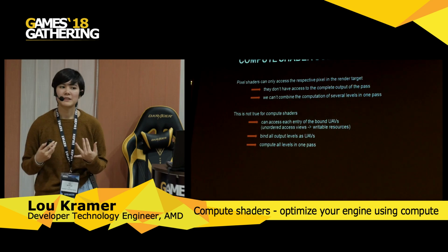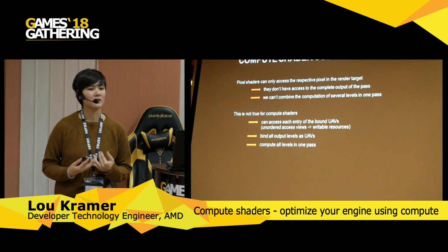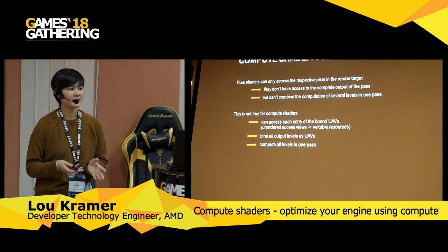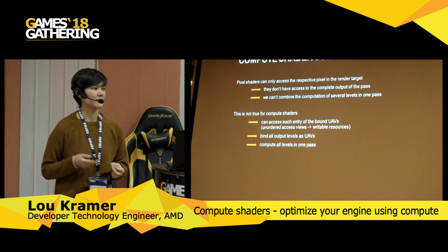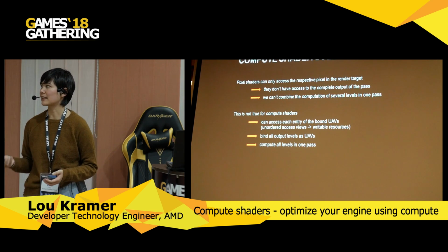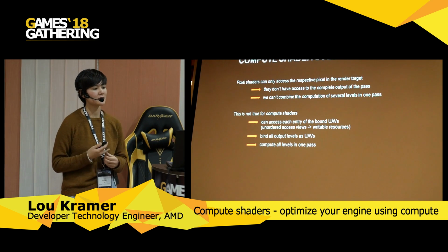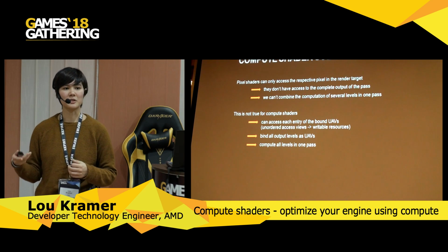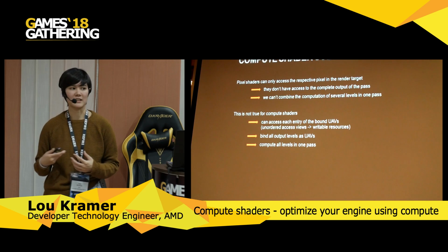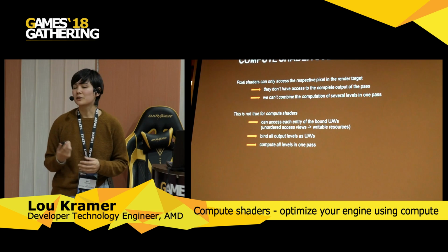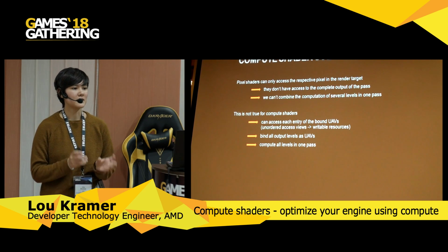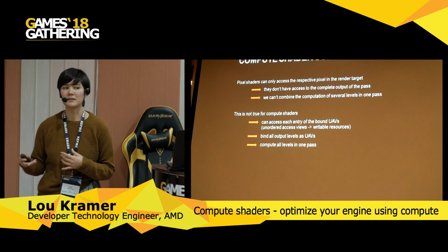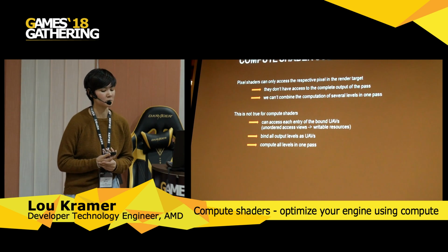Well, with pixel shaders, it's a bit difficult, because the pixels can only access the pixel in the render target they're assigned to, so they can't access other pixels in this render target. So we can't share the results across the pixel shader invocations. This means we need really separate passes, because we can't share the intermediate results in one pass.